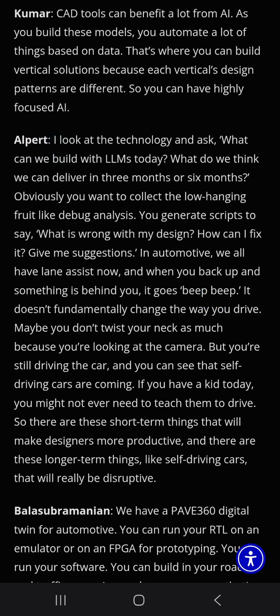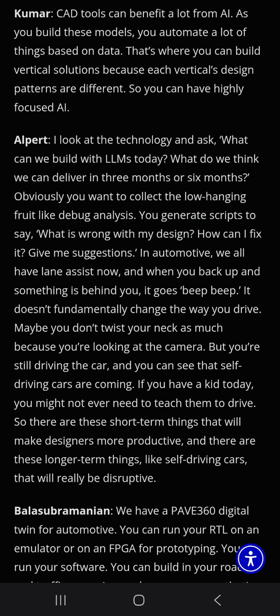Arora: I'll look at the technology and ask, what can we build with LLMs today? What do we think we can deliver in 3 months or 6 months? Obviously, you want to collect the low-hanging fruit like debug analysis. You can generate scripts to say, what is wrong with my design? How can I fix it?